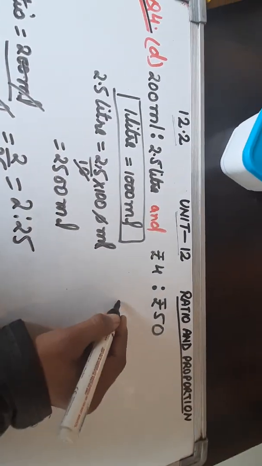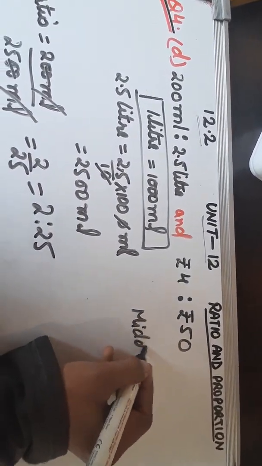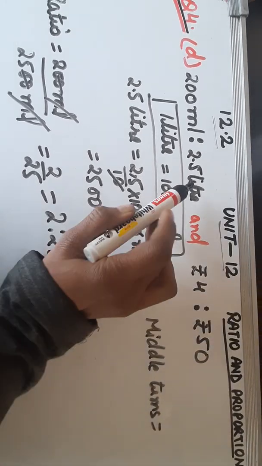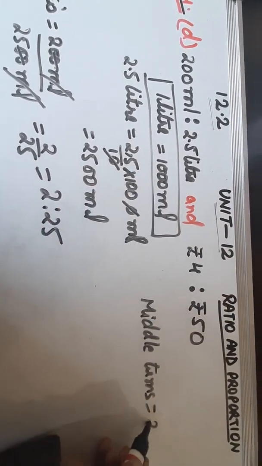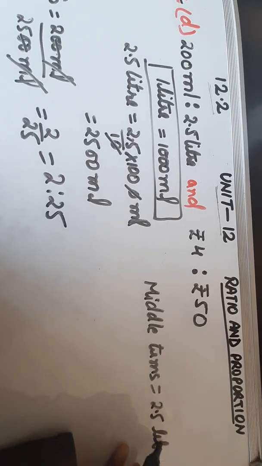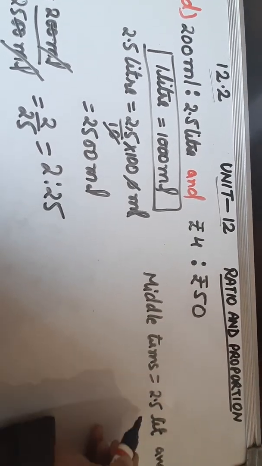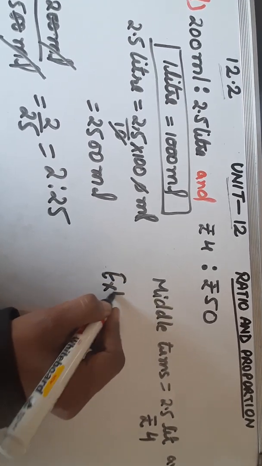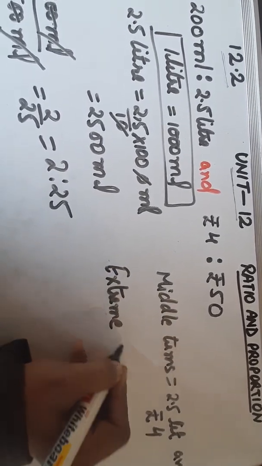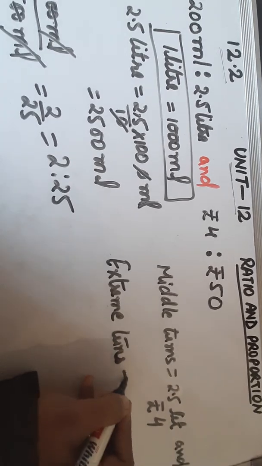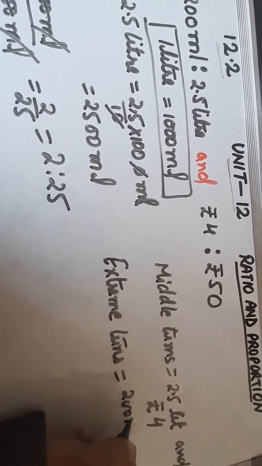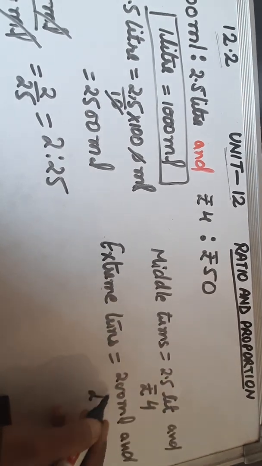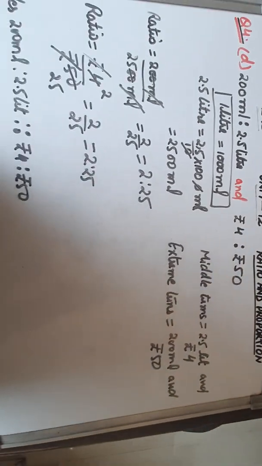Now it's time to write middle terms. So middle terms, which are the two in the middle, are 2.5 liter and rupees 4. These are the middle terms, and extreme terms will be the first and last terms: 200 milliliter and the last term is rupees 50. So these are the extreme terms.